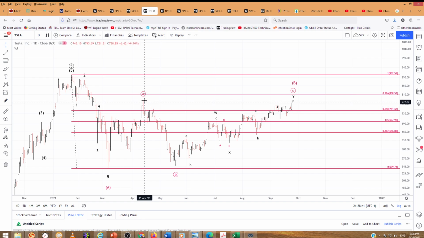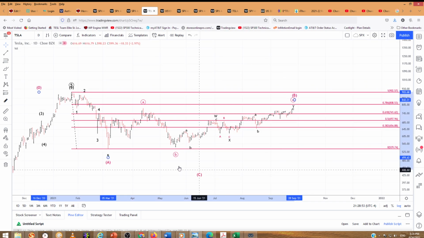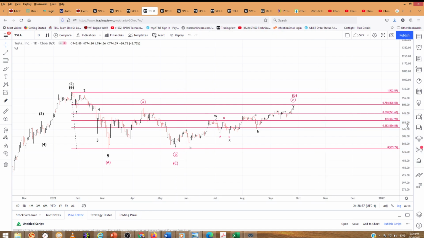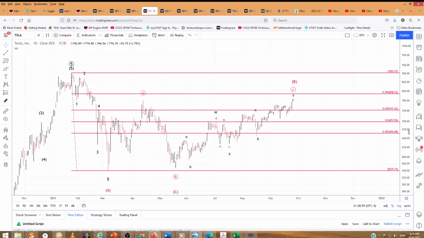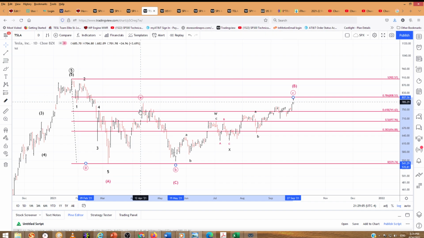There's a chance that this could be A, B, C up, and then 1, 2, 3, 4 down for wave C there, okay? There's a chance that could happen, and the bear market ended right there at the double bottom. I think I'd mentioned that in a previous report. We haven't done Tesla in a while. Let me just show you guys so there's no confusion.